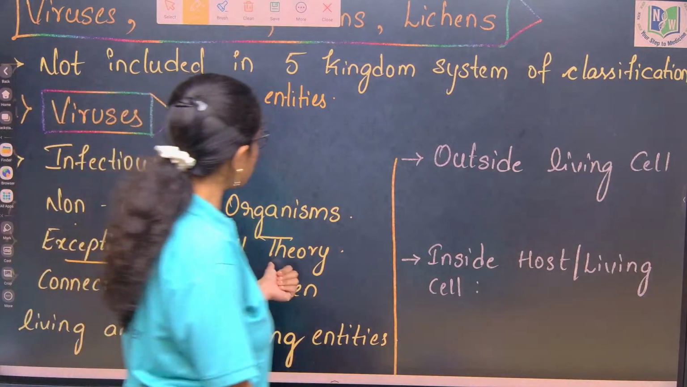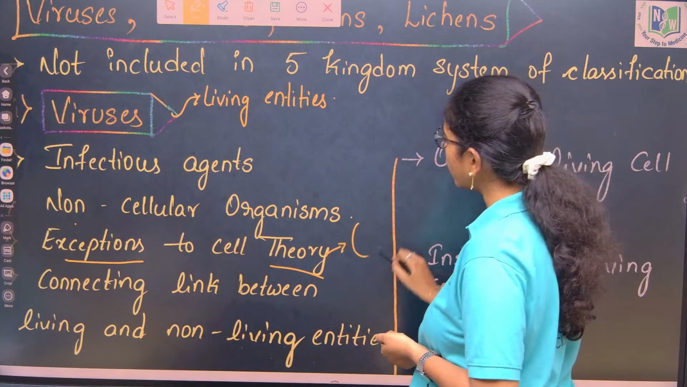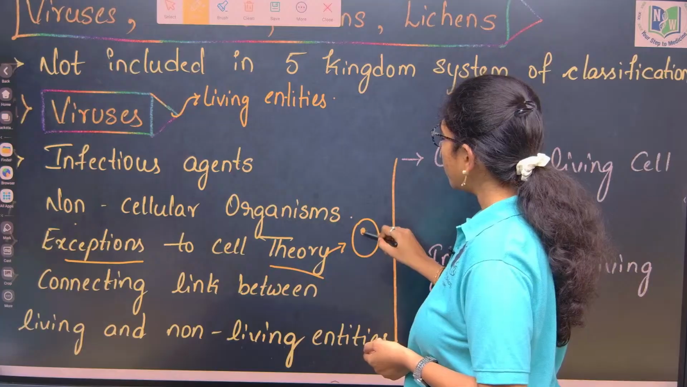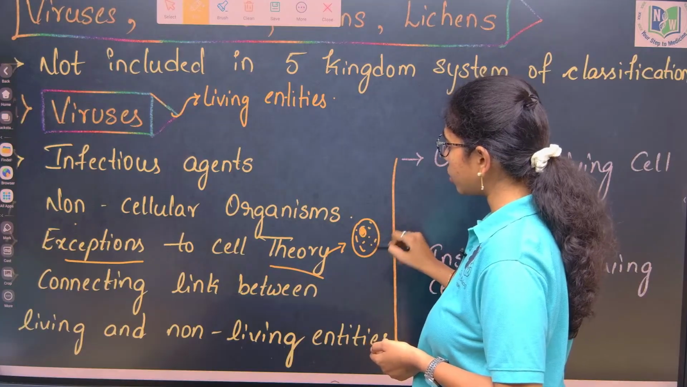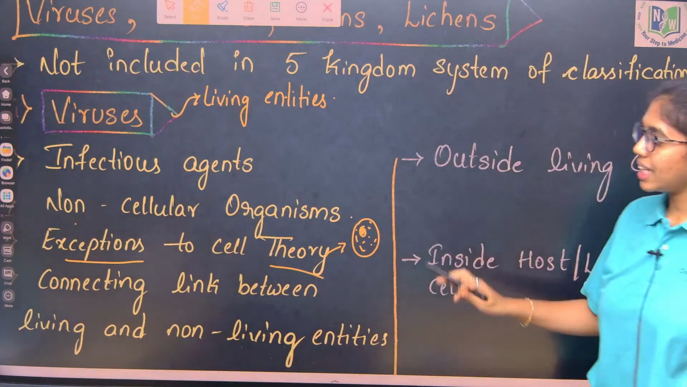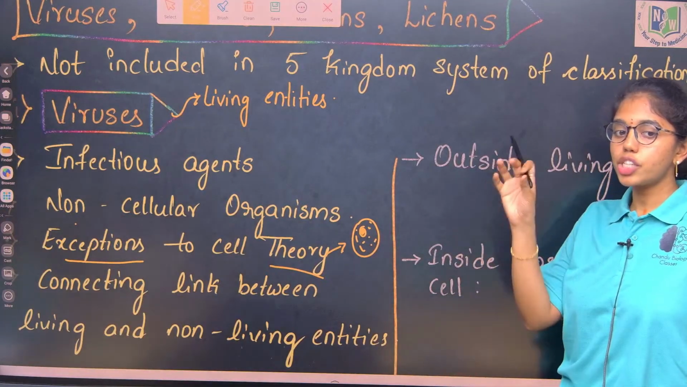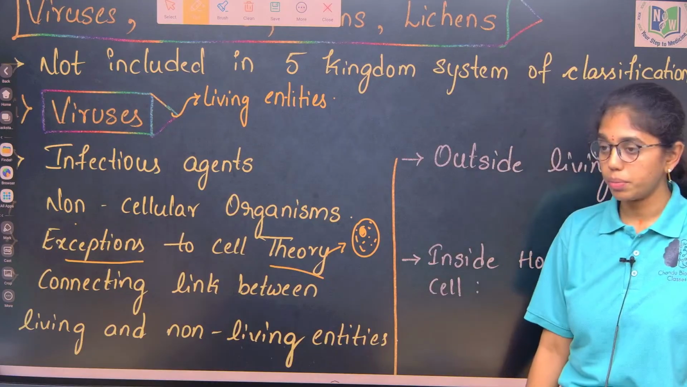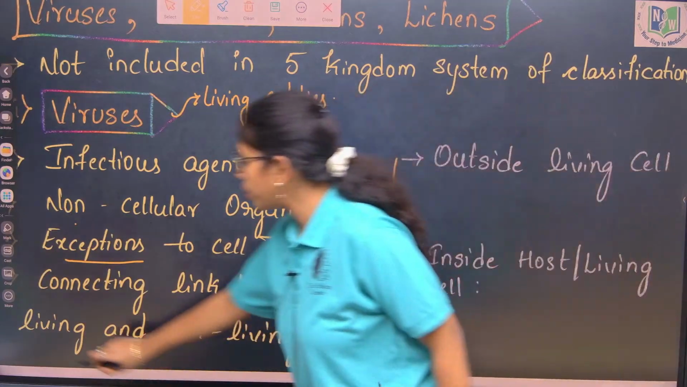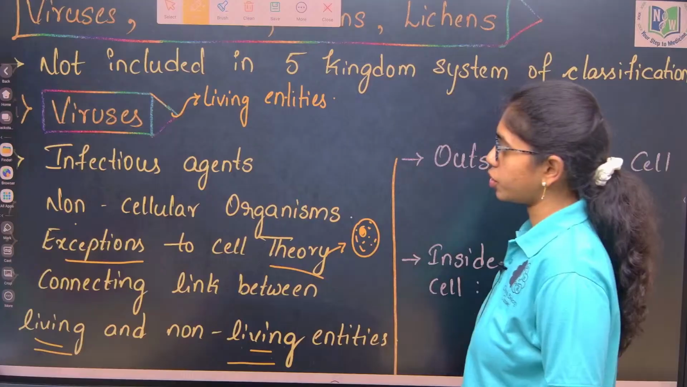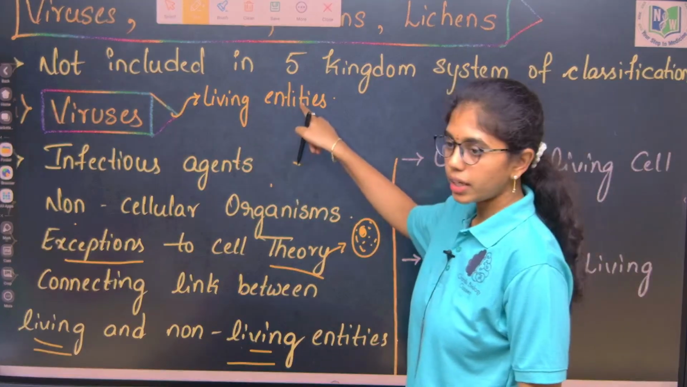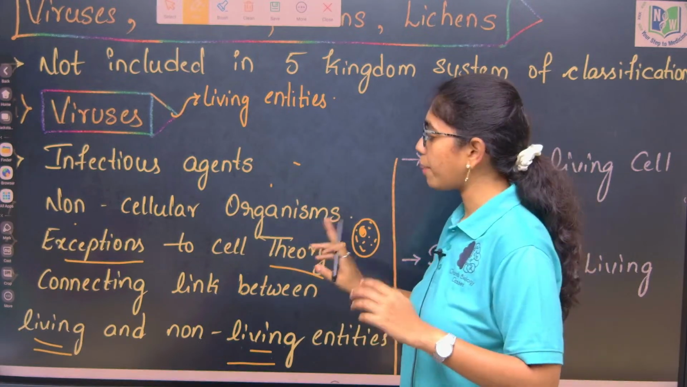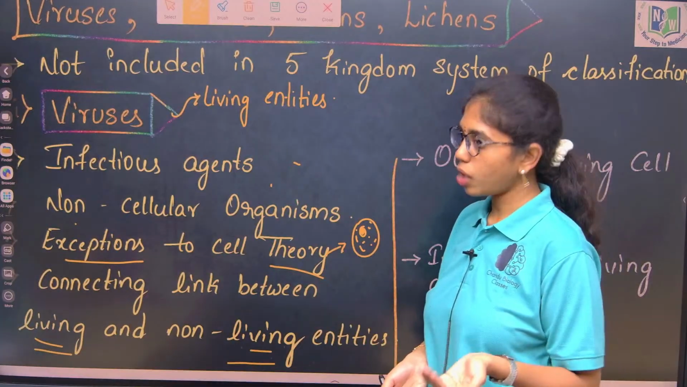They are exceptions to cell theory, because cell theory is applicable to only those cells which have a cell membrane and protoplasm. Protoplasm includes nucleus and cytoplasm. Only to those cells is cell theory applicable, but a virus will just have a genetic material and a protein coat. So, this is not acceptable, and virus forms a connecting link between living and non-living entities. These are infectious agents, living entities, non-cellular organisms. They are a connecting link between living and non-living things. They are exceptions to cell theory.